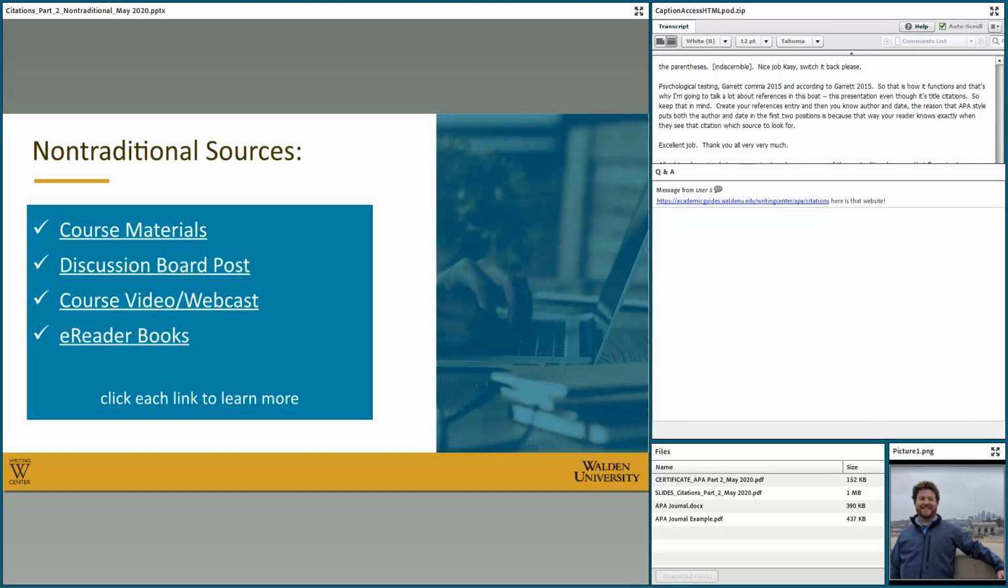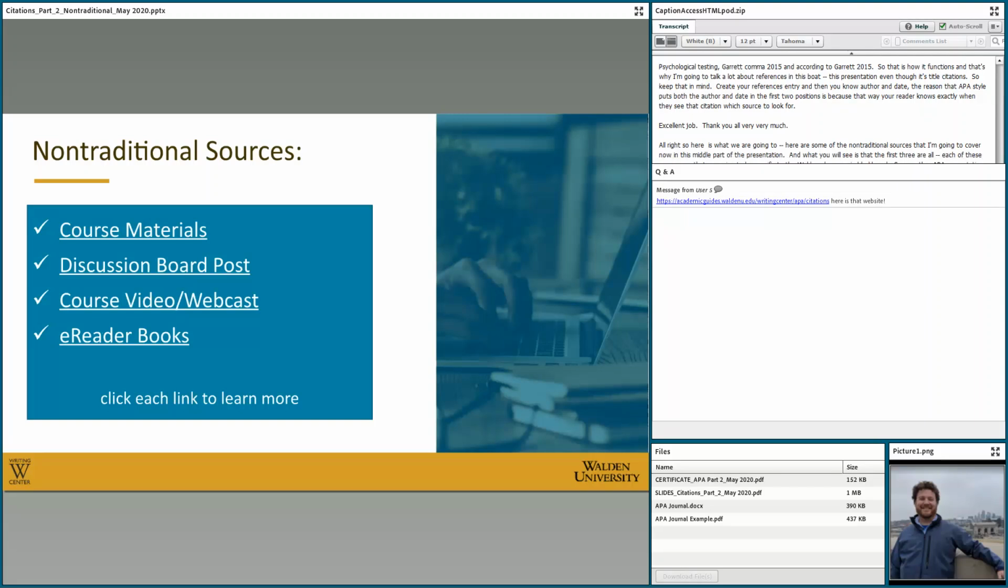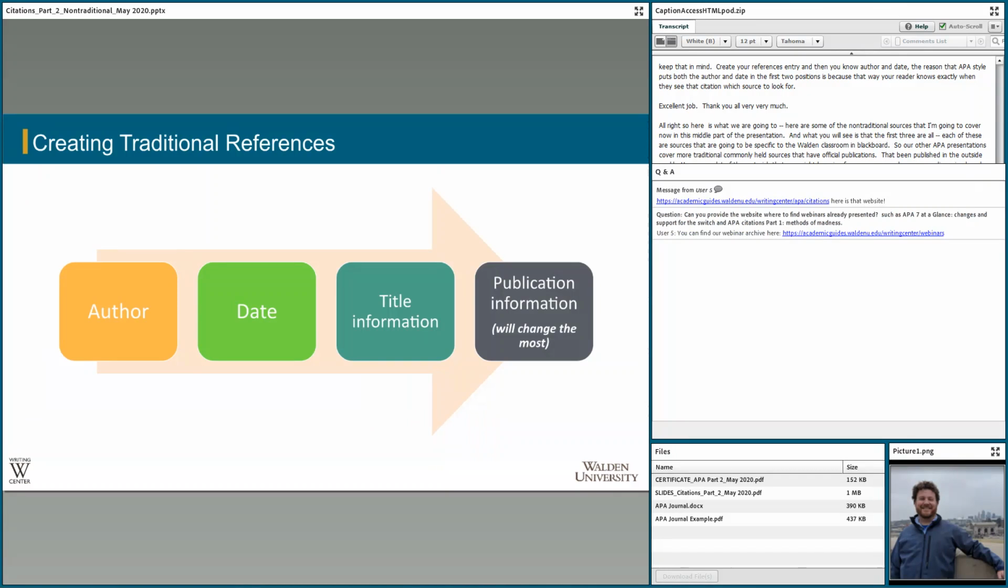So our other APA presentations cover more traditional, commonly held sources that have official publications that have been published in the outside world. However, a lot of the materials that you might be using for your coursework or on your discussion board, or maybe putting some of your projects together, won't have specific outside publications. And so we're going to need to tweak our approach a little bit. But luckily, the approach won't be tweaked too much, and it'll still be very straightforward for you.